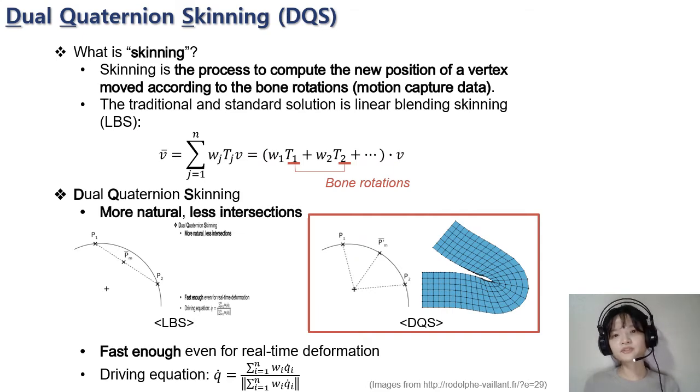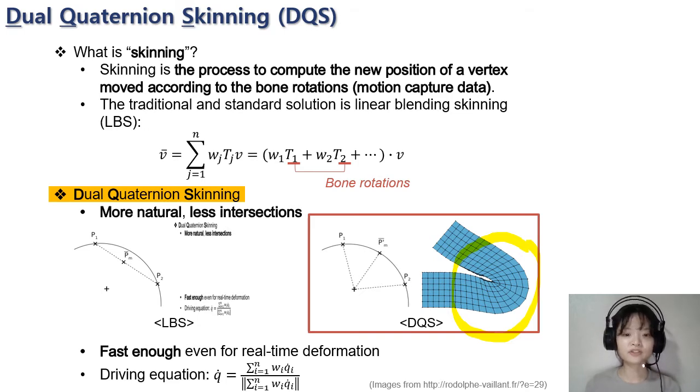Therefore, instead of using the simple LBS method, we adopted DQS, which, as you can see here, causes much less intersection issues. Plus, when it is applied to a human model, its posture can be deformed in a more natural appearance. In addition, because DQS is still a simple weighted summation, it still shows pretty good computational performance.